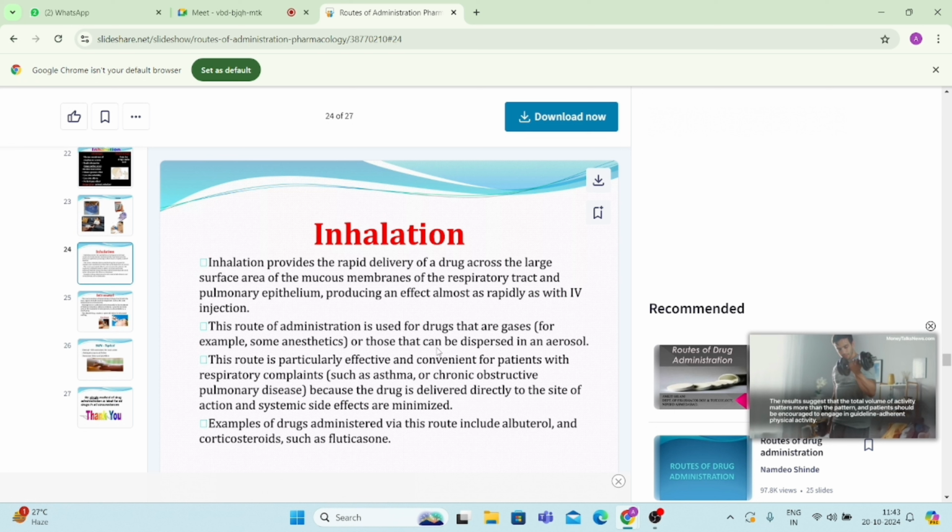Now coming to inhalation. Inhalation is going to provide you rapid delivery. What do you mean by rapid delivery? Fast delivery, and even more surface area can be covered. And even next is like it is going to show the effect as how the intravenous is going to show.